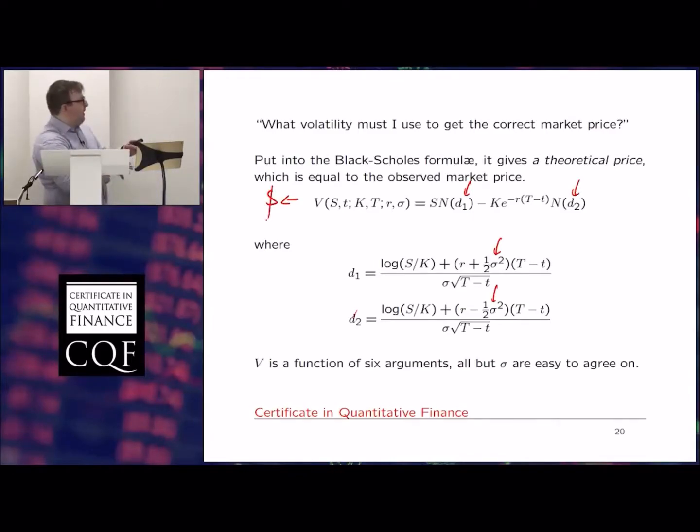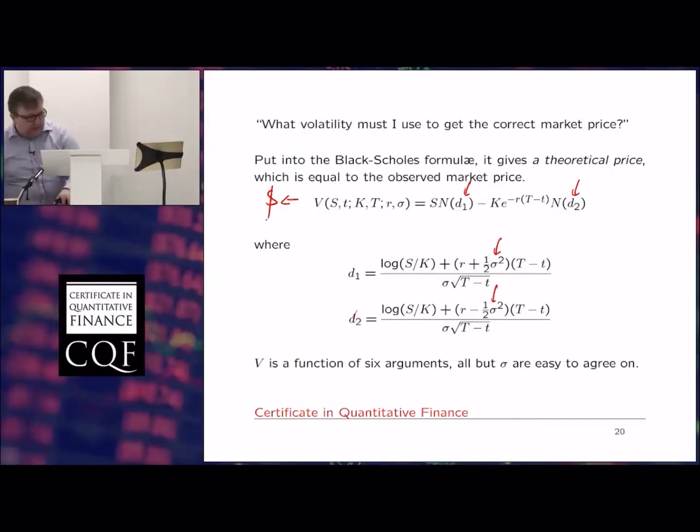Now, what if we have the dollar amount and we want to know the volatility? You cannot invert it easily. There is no analytical solution. So you have to use a numerical solution, and the numerical solution is generally called a root finding scheme.